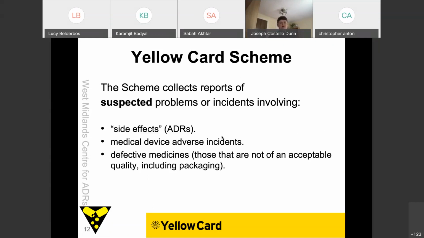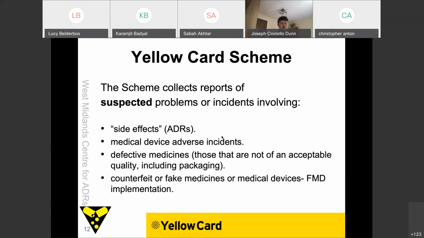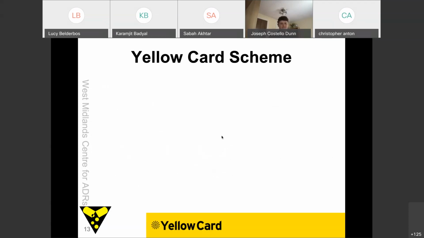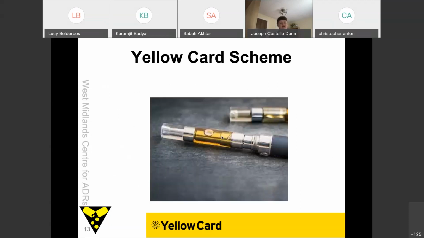So it can include writing that's too small, or maybe a batch number that's not present. As well as this, counterfeit and fake medicines or medical devices also need to be reported on yellow cards. And this is despite the Falsified Medicines Directive implementation. And also, side effects or safety concerns from e-cigarettes should also be reported on yellow cards.